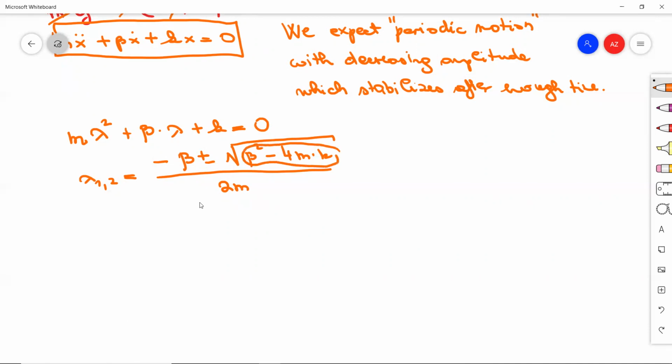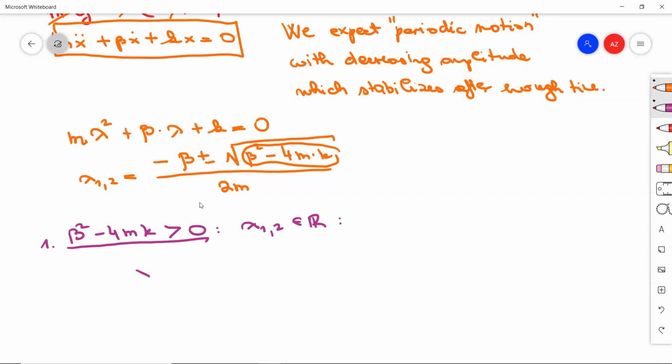If the discriminant is bigger than 0, we have two real solutions. If the discriminant is 0, we have one double real solution. And if the discriminant is negative, then we have a complex conjugate pair. So we have three situations. If beta squared minus 4mk is bigger than 0, then the eigenvalues will be real. Lambda 1 and lambda 2 are real and different to each other.